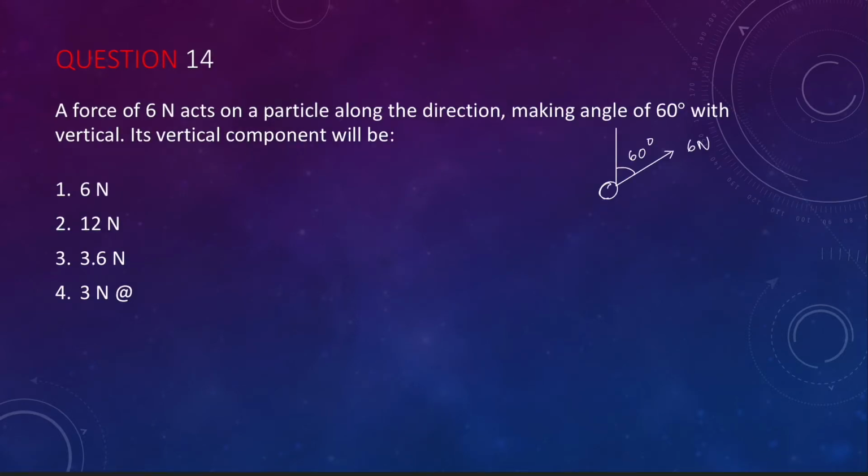Question 14. A force of 6 Newton acts on a particle along a direction making an angle 60 degrees with the particle, and its vertical component would be, so the vertical component is 6 into cos 60, which is 6 into half, that is 3 Newton.